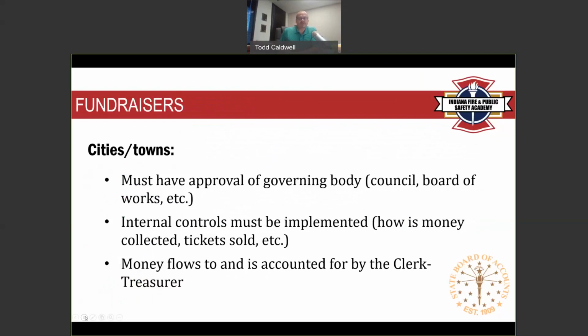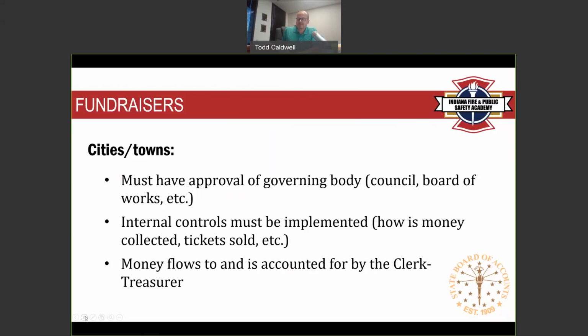We'll talk about fundraisers a little bit. Again, this slide is showing cities and towns here. They're the governing body of that city or town, so the city council or a board of works or a town council, if it's a town, must approve any fundraising activity. You should have good internal controls over that fundraiser, like how the money will be collected, what's going to happen to it after it's collected. If you're selling tickets, how is that going to happen? Are the tickets pre-numbered? Are they accounted for, etc.?